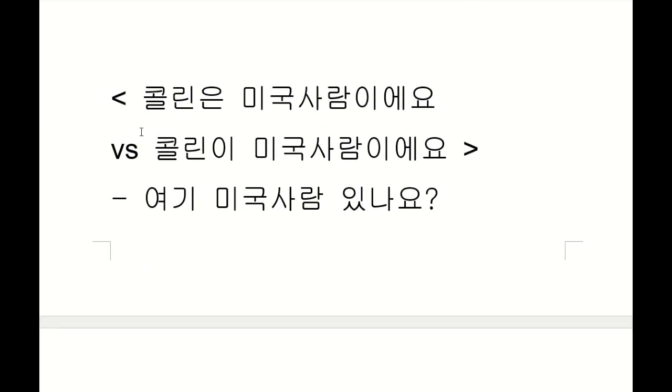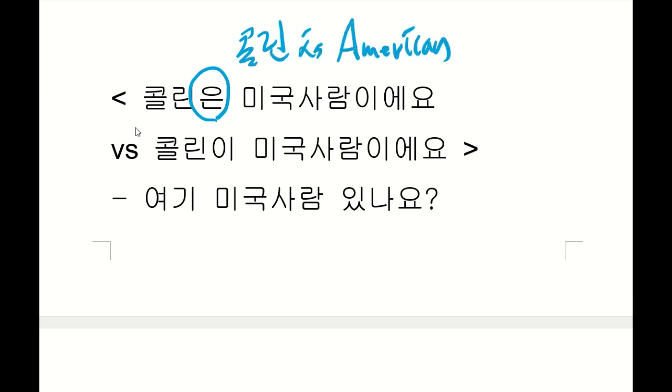And then next one. 콜린은 미국 사람이에요. So Colin is American. It's general information about Colin, right? That's why you use 은는, the topic marking particle. But then 콜린이 미국 사람이에요.